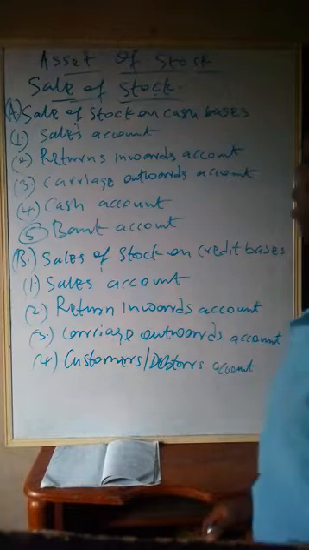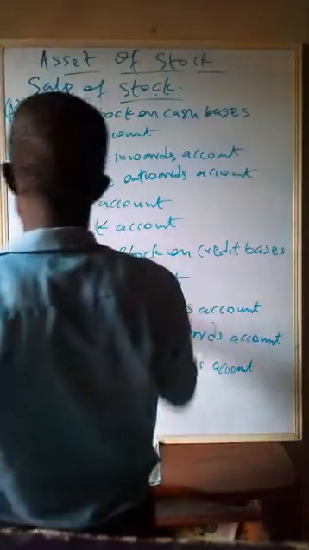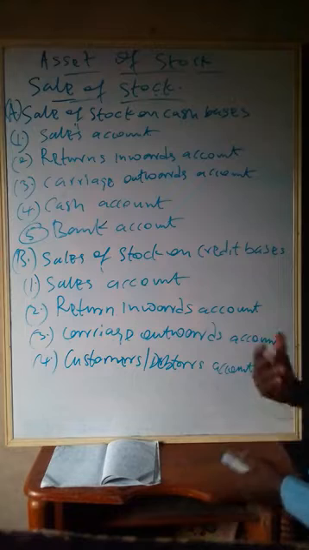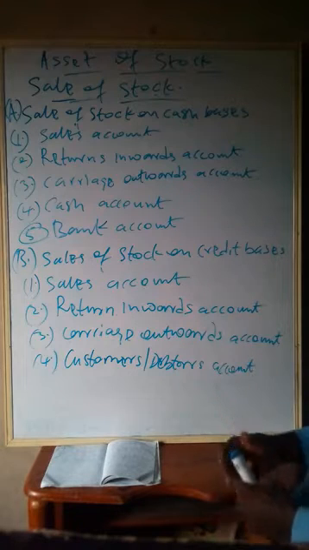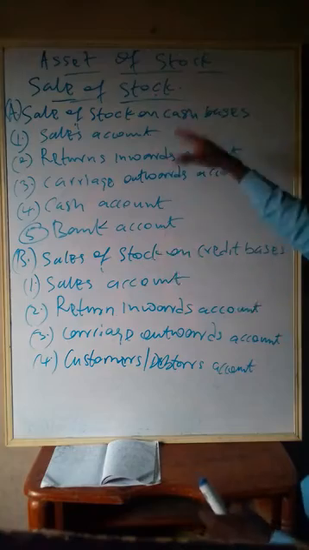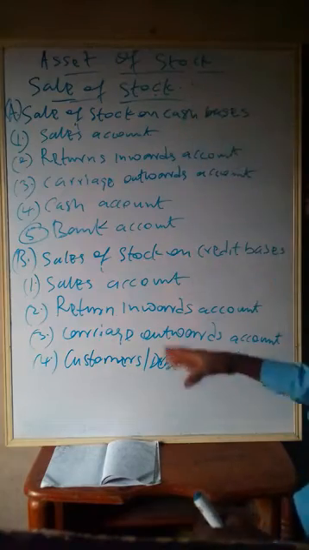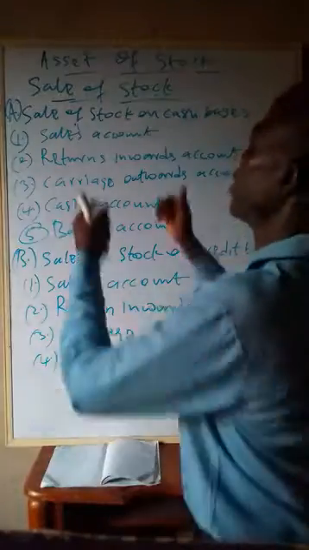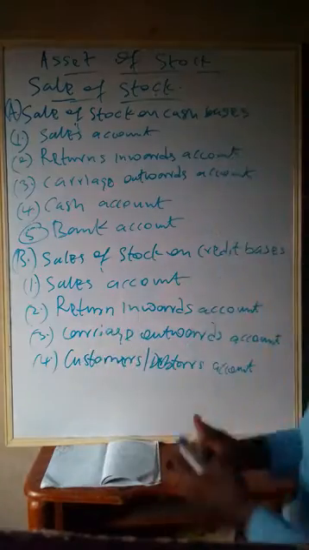One thing you must know here is that no textbook will give you this. I am giving it to give value, for you to grasp the understanding of financial accounting. That's why I'm giving this under assets, for you to know that there is something called asset of stock. Where do you find asset of stock? In the financial statement. You find it in the balance sheet, in current assets.